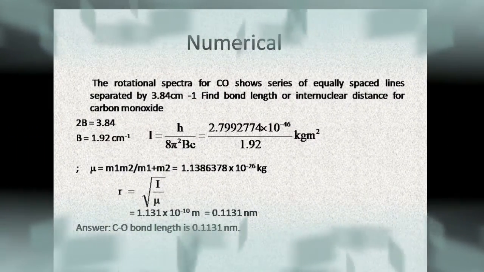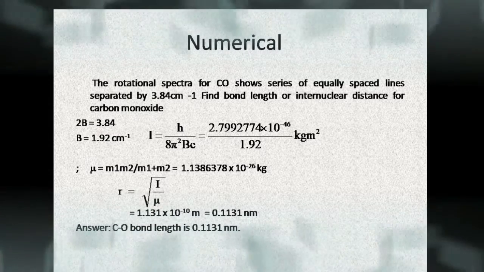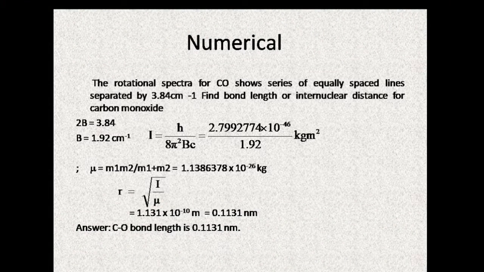Now let us discuss one numerical. The rotational spectrum for CO shows a series of equally spaced lines separated by 3.84 centimeter inverse. So the difference between two spectral lines is given, it is 3.84. Find the bond length or internuclear distance for the carbon monoxide molecule. So in this numerical, twice B is equal to 3.84 because as you know, the distance between two spectral lines in rotational spectra is 2B. Okay, so 2B is equal to 3.84, that means B is equal to 1.92.